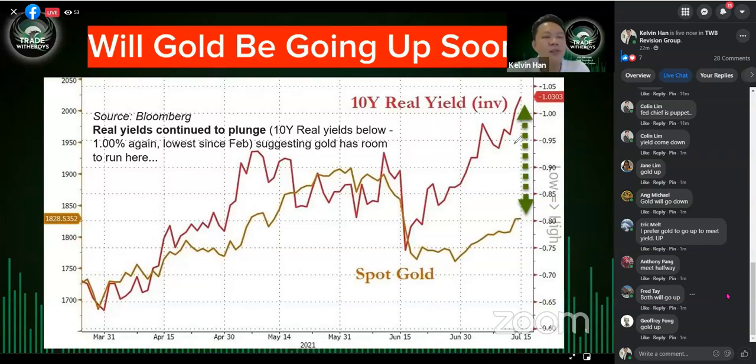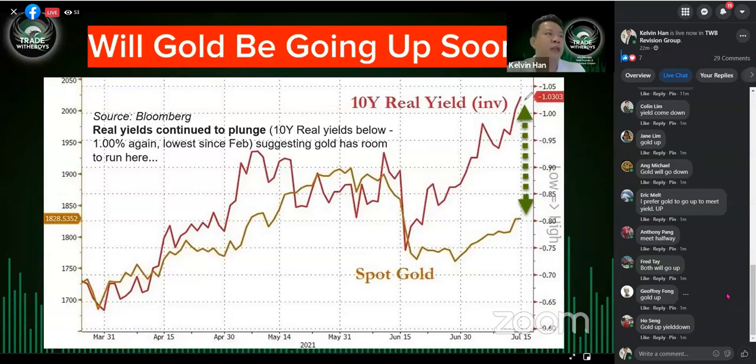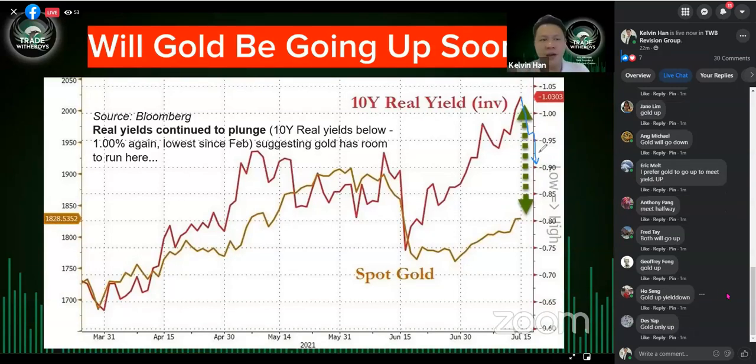Now, I believe that sooner or later, because of the bond tapering that should happen soon, that will cause the yield to go up. So the inverse yield will come down. Because of that, the volatility will cause the stock market to go into a little bit of panic mode. Hence, the stock market comes down, and gold will actually be going up a bit. So I believe there will be a meeting halfway like this. That means the inverted yield will come down and the gold price will go up. There will be a midpoint.